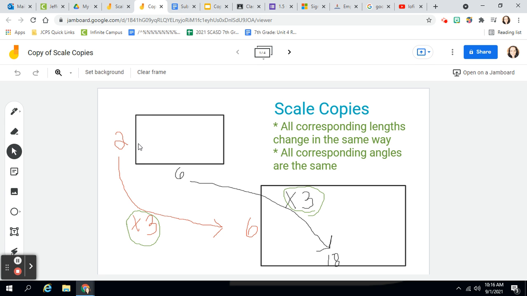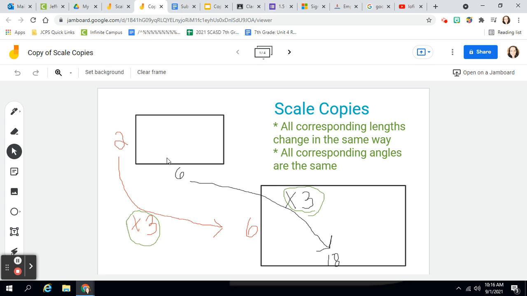This rectangle has a side length of 2 here. The corresponding side to this 2 is the 6 over here, because they're both on the left side of the rectangle, so they correspond or match up with each other. And we notice that this 2 changes to a 6, which means that it is multiplied by 3. So 2 times 3 is 6.